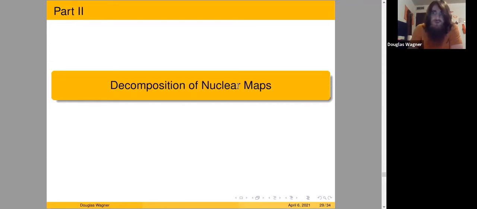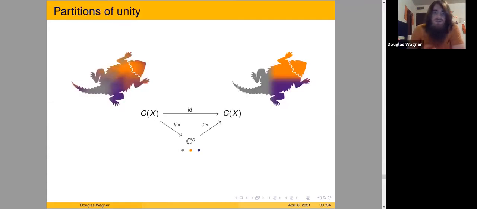In part two, I'm looking at the decomposition of nuclear star homomorphisms. So this is similar to a non-commutative version of a partition of unity. A star homomorphism is your basic morphism for C-star algebras. It preserves all the operations and thus contracts the norm.